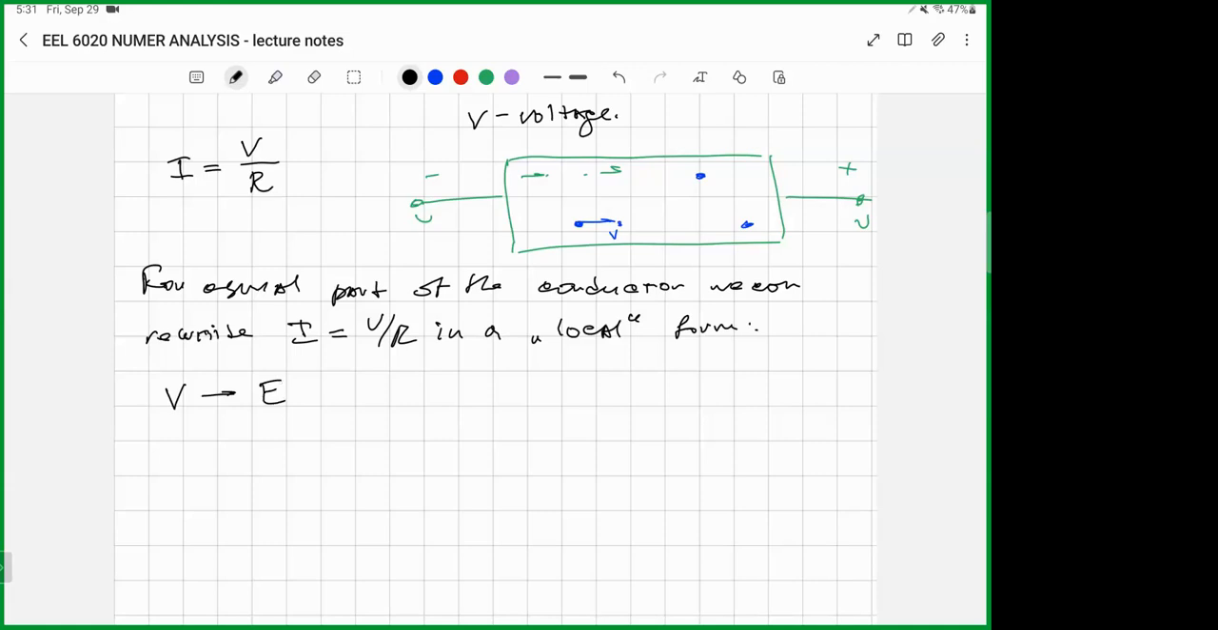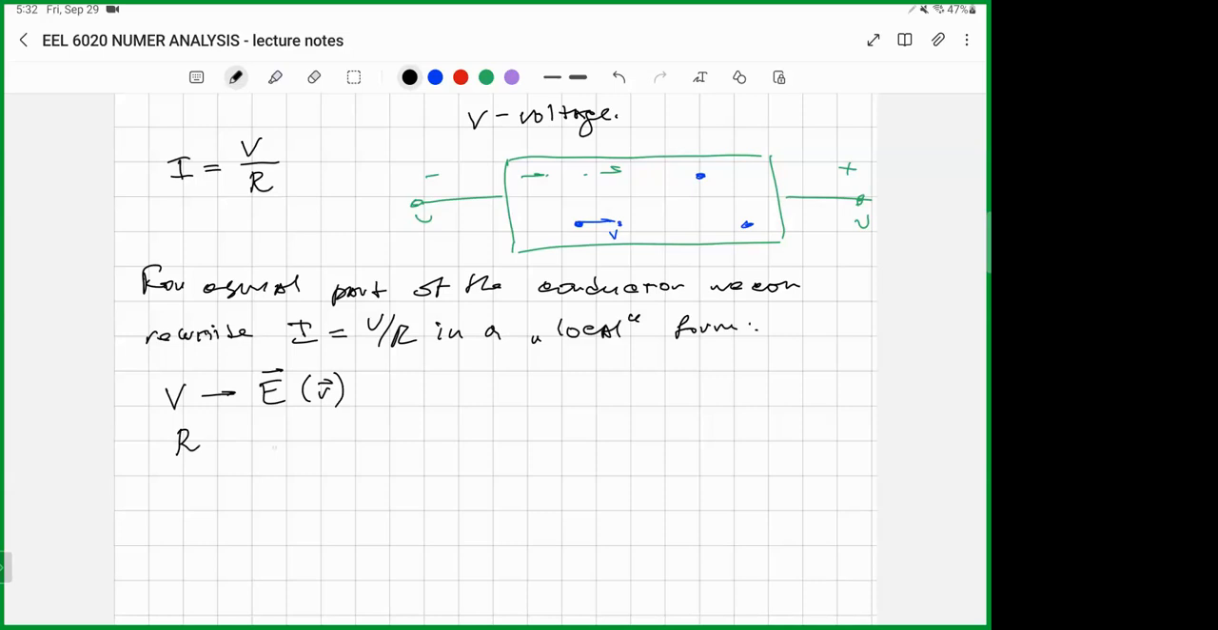Okay, so voltage is the reason why electrons start moving, and using the electromagnetic field terminology or laws, we know that electric field is the source of the acceleration of a charge, right? Because of this Coulomb's law, or this interaction of charges with electric field. So we can substitute the voltage by the electric field.